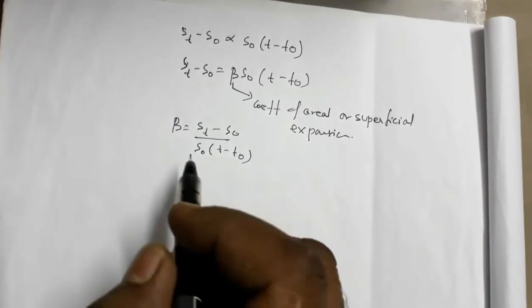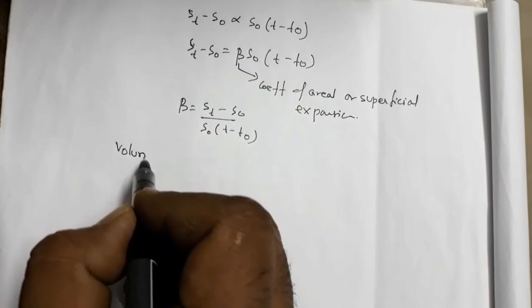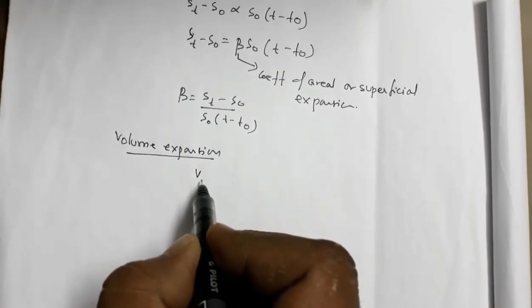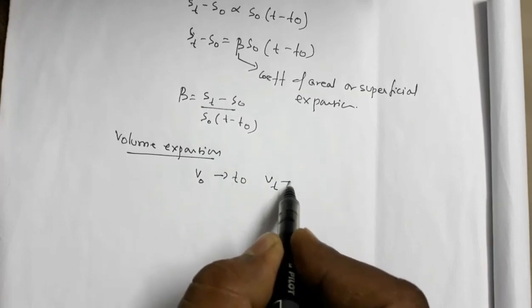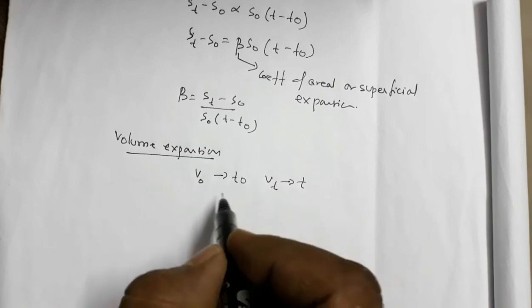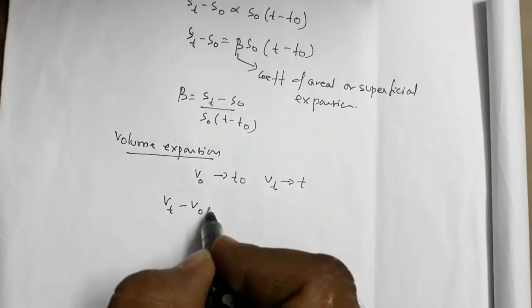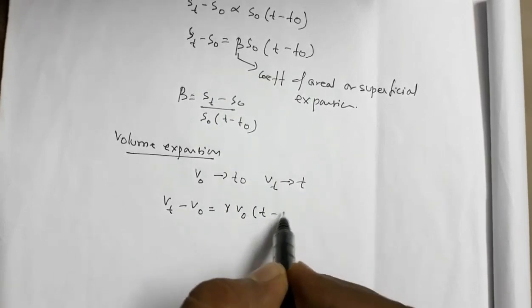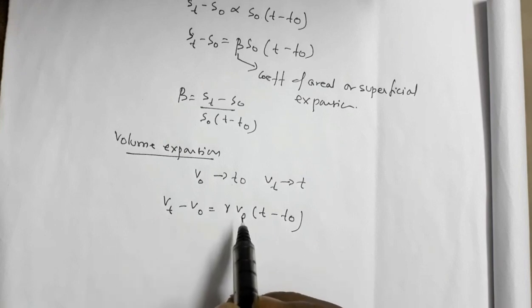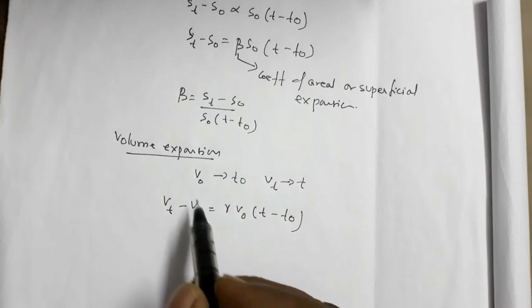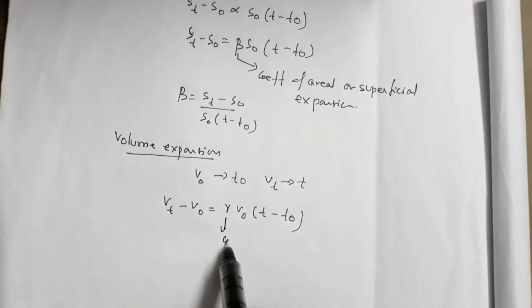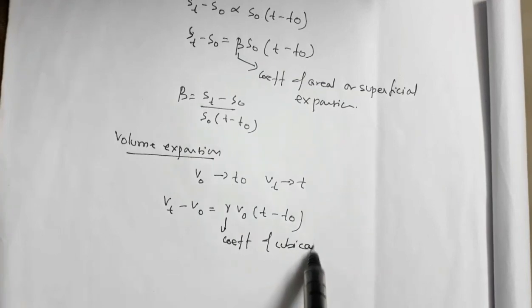Now similarly for volume expansion, suppose V0 is the volume at temperature T0 and Vt is the volume at temperature T, where T is greater than T0. When the temperature increases from T0 to T, the volume increases from V0 to Vt. So we have Vt minus V0 is equal to gamma V0 (T minus T0), as in the previous two cases. Here the proportionality constant is called gamma. Vt minus V0 is proportional to V0, and also proportional to T minus T0. That is, the increase in volume is proportional to the original volume and also proportional to the rise in temperature. Gamma is the proportionality constant, and it is called the coefficient of cubical expansion.